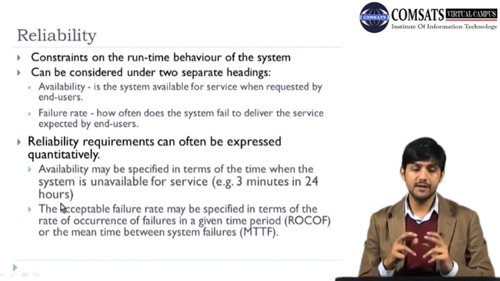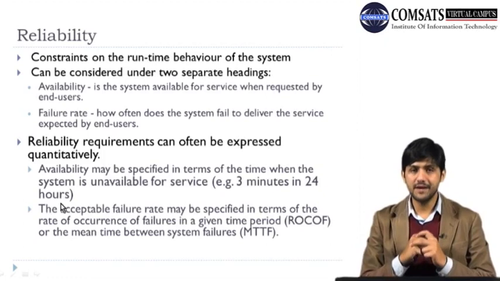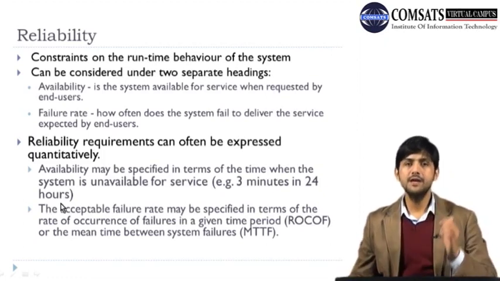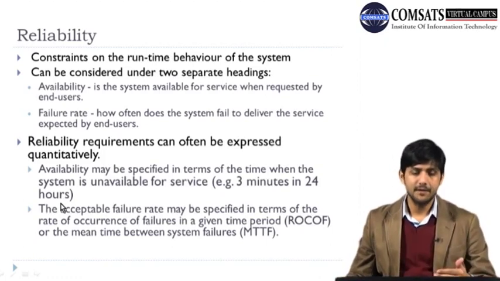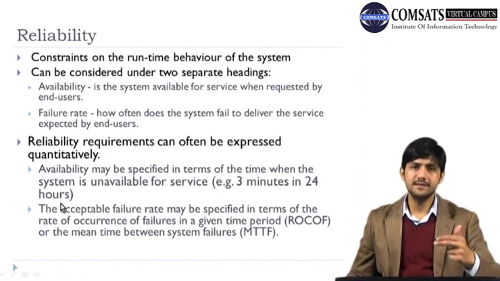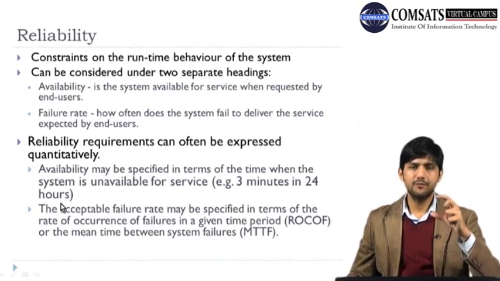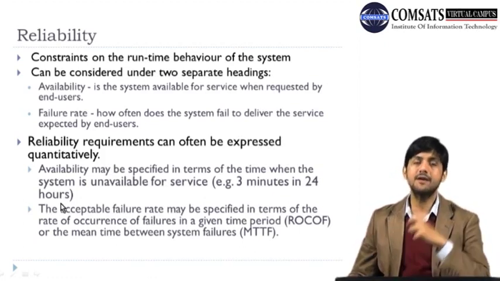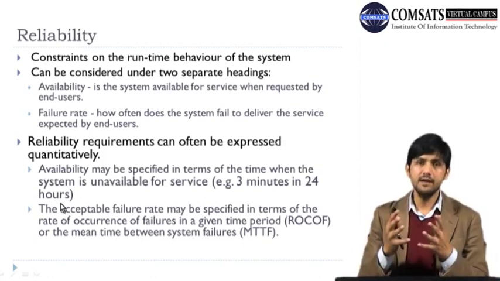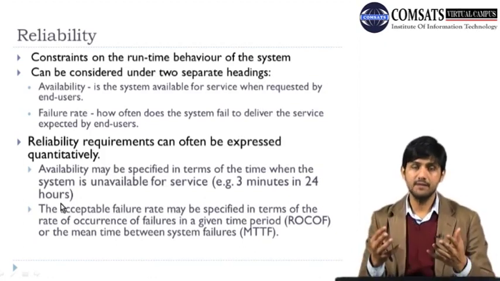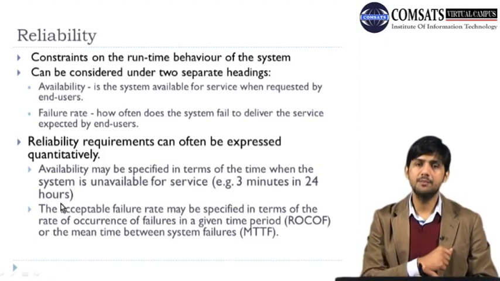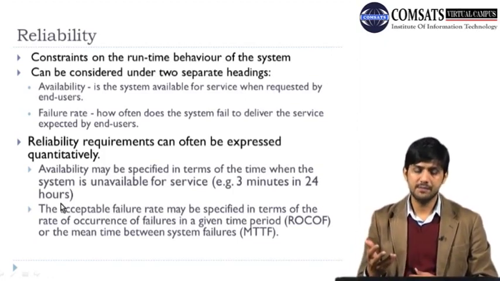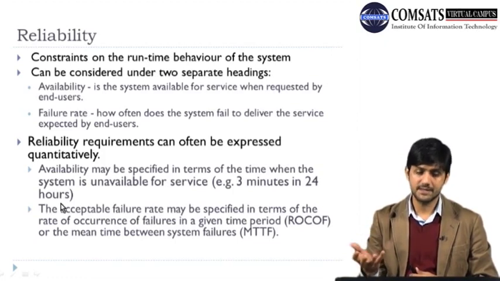The second one is the failure rate. How often does the system fail to deliver the service expected by the end users? So if we are talking about a critical system, then we need to express reliability in these two terms: what is the availability of the different services that the system is providing, and what is the failure rate. Reliability requirements can be expressed quantitatively, and as we talked about in our previous slides, we can use different metrics to express requirements more quantitatively and in a testable fashion.